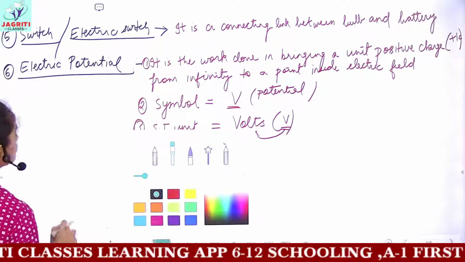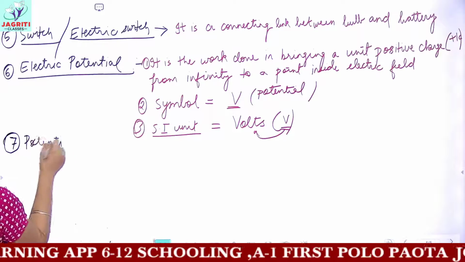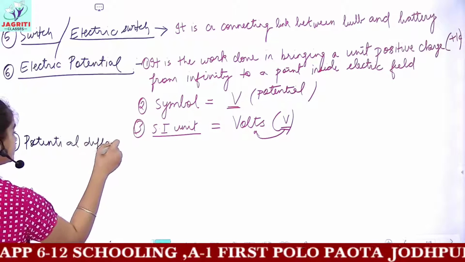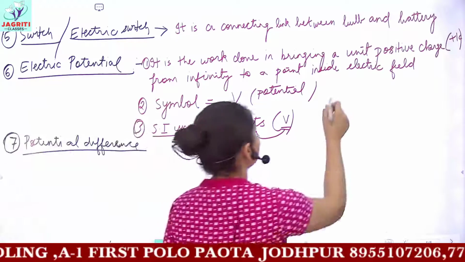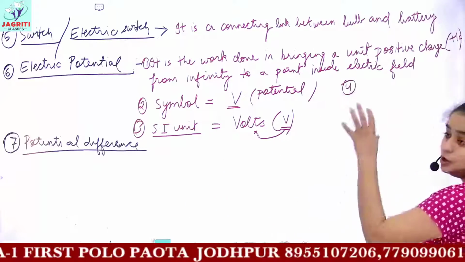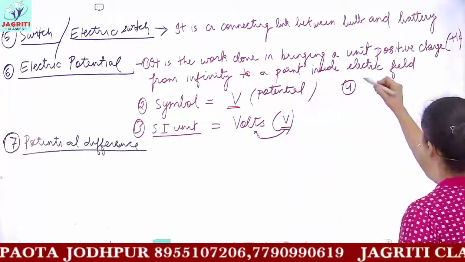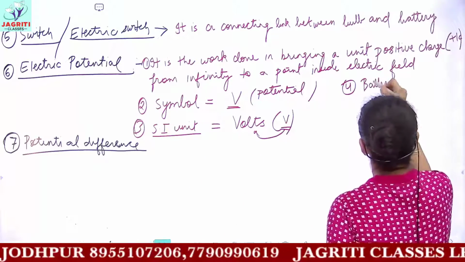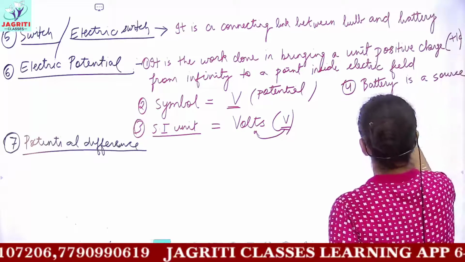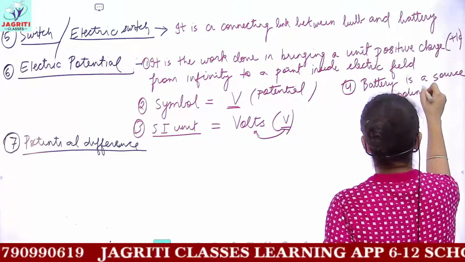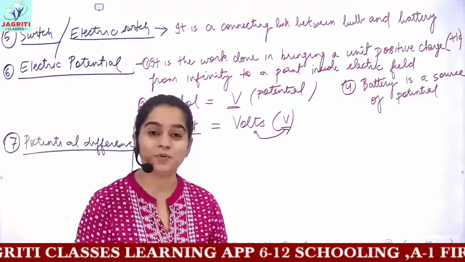So this gives you the definition of potential. And the seventh term which we will be discussing after electric potential is, what do you mean by the term potential difference? But before this you can be asked a fourth point, you can write it here in potential, that is, what is the source of potential in a circuit? So remember always, battery, that is the group of cells, is said to be the source of generating potential.